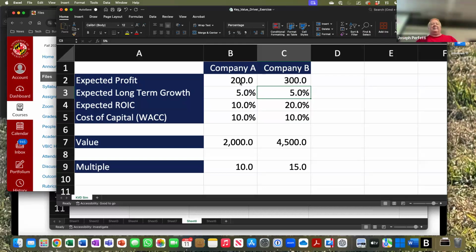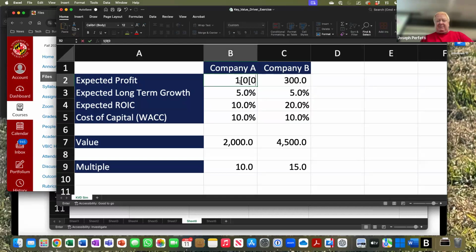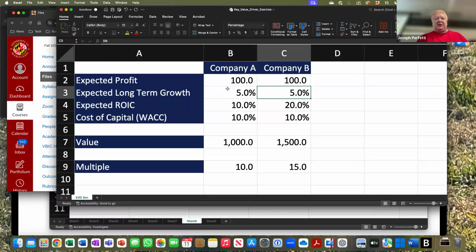So that leads to the next scenario. The next scenario said, okay, reset. What happens when the growth rate of A and B increase? Instead of 5% a year, they start growing faster. What happened when you changed the growth of A higher? And what happened when you changed the growth of B long-term higher? Anything change with company A when the growth rate went up? Why not?